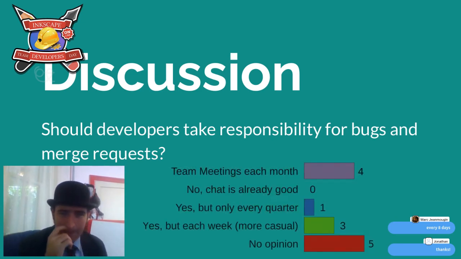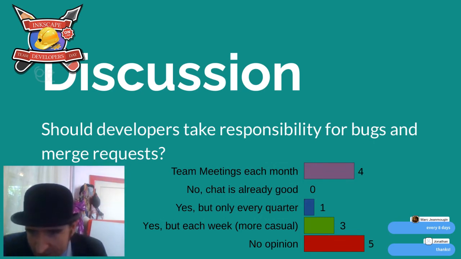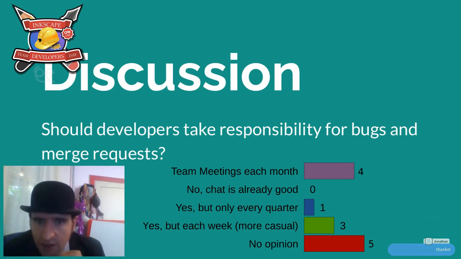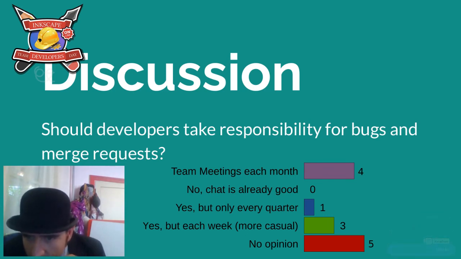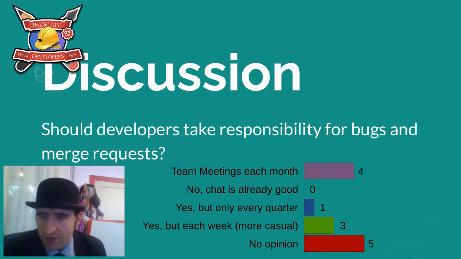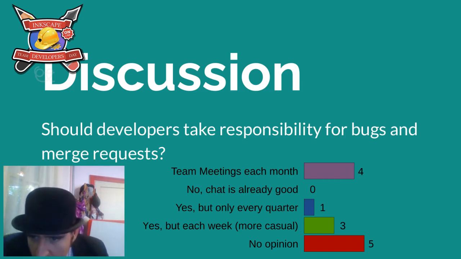Okay, so here we have the results. There's a majority, I think, for a team meeting every month, seconded by a weekly, more casual meeting. And absolutely nobody thinks that we should have no meetings at all. How many people wanted them per quarter? Is that two?